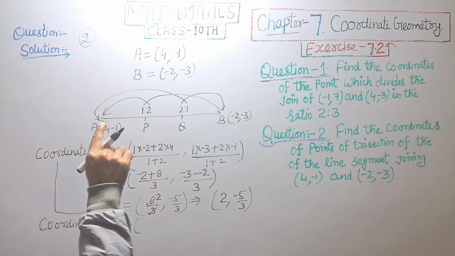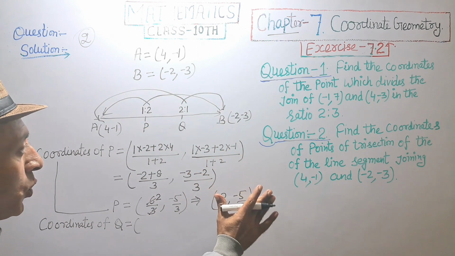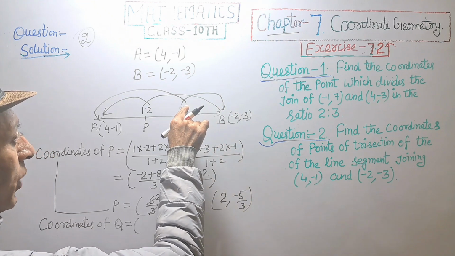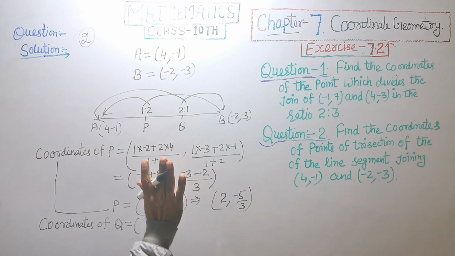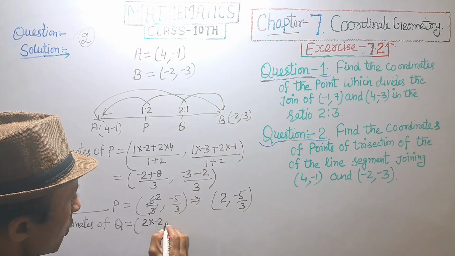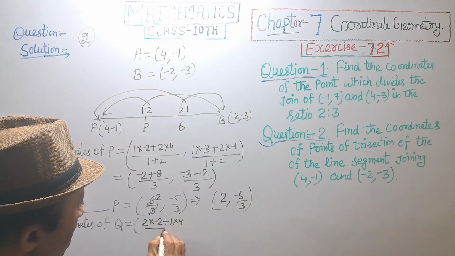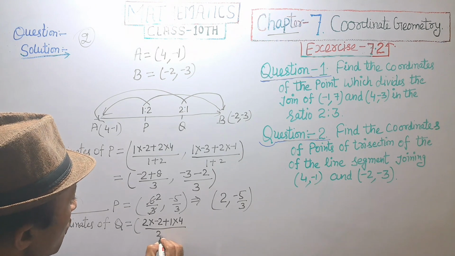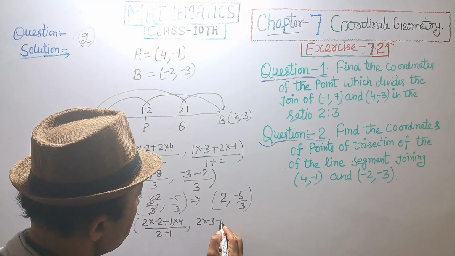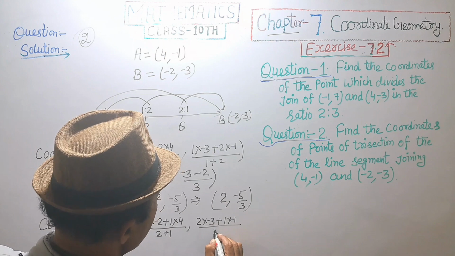is equal to same process by section formula, m1 x2 plus m2 x1 divided by m1 plus m2, and 2 multiplied by minus 2 plus 1 multiplied by 4 divided by 2 plus 1, comma, 2 multiplied by minus 3 plus 1 multiplied by minus 1 divided by 2 plus 1.